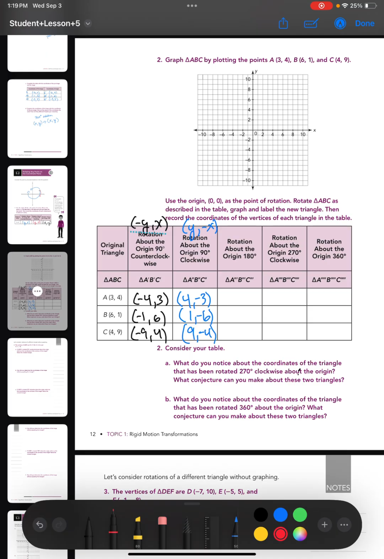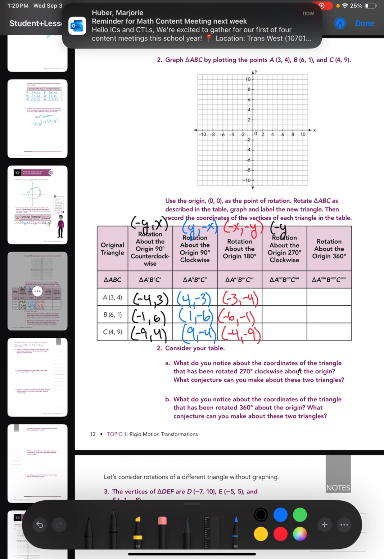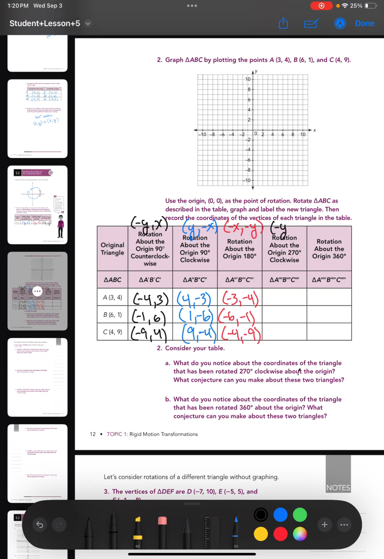So 180 degree rotation is negative x, negative y. So negative 3, negative 4, negative 6, negative 1, negative 4, negative 9. All right, I'm going to go back to black color here. So 270 degrees clockwise is going to use our rule negative y, x.